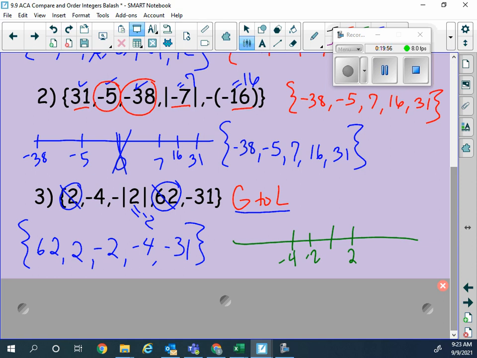62. On the right. On the right of what? Far right. Far right. I like that. And then negative 31. Far left, I love it. And now let's check it. Is it in order going this way? Again, greatest to least. 62, 2, negative 2, negative 4, negative 31. Yes, we got it right. Okay? How are we doing? Good, pretty easy, I hope.